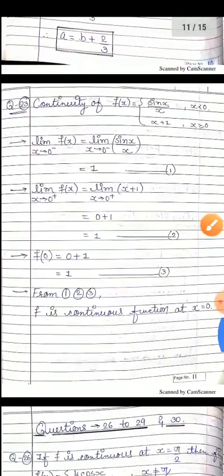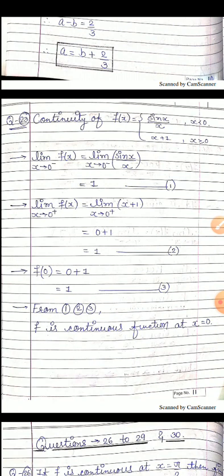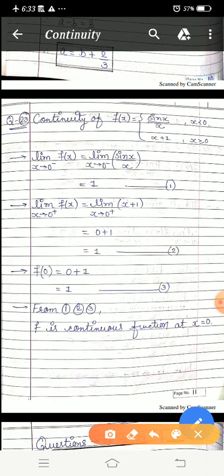Suppose our next question is question number 23. We need to check the continuity of f of x equals sin x by x whenever x is less than 0, and x plus 1 whenever x is greater than or equal to 0. First of all, we take the left hand side limit, that is limit x tends to 0 minus f of x. For 0 minus, the function given is sin x by x.